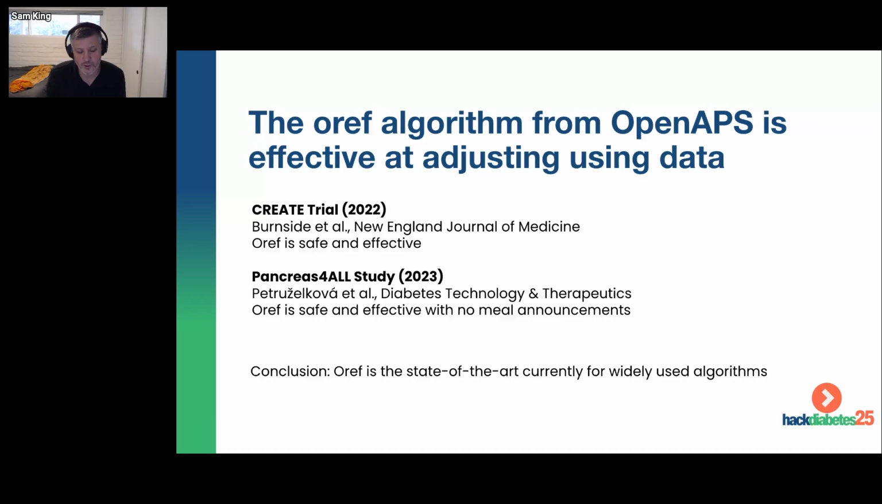So if you look through the literature, there are a couple of papers I want to highlight. One from the New England Journal of Medicine says oref is both safe and effective. And there was also an interesting study about using oref in fully closed loop, and the basic conclusion was that it works pretty well, maybe as well as hybrid closed loop. And so when I look at these papers, as somebody who's an algorithms aficionado, the conclusion I draw is that from the algorithms that are widely used, I would claim that oref is state of the art.